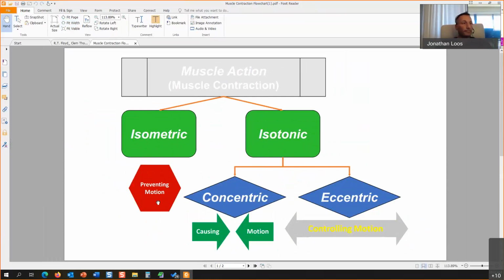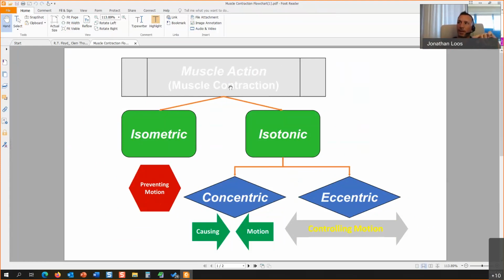Muscles are either on, and if they're on, they're generating tension. When we say that a muscle's on, we say that's muscle contraction, and it's generating tension. Now, the actual joint action that occurs will vary based on how much tension the muscle generates compared to what the external load is, right?